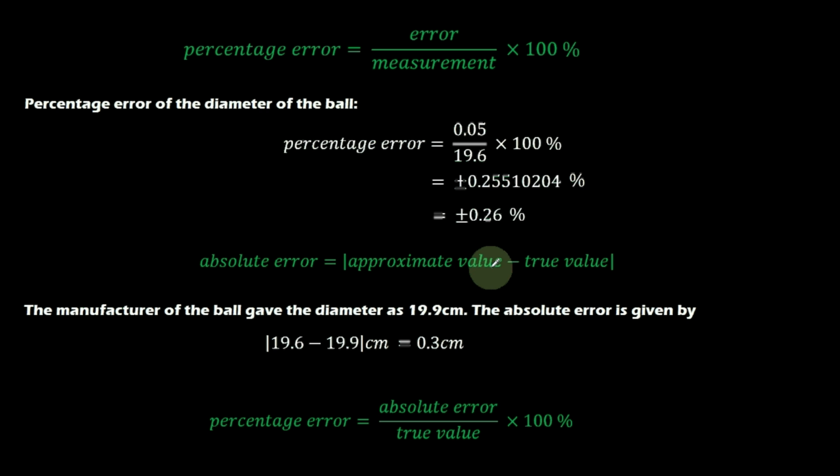Now there's what we call the percentage error, which is given by the error over the measurement times 100%. Now we want to calculate the percentage error of the diameter of the ball. Percentage error will be equal to our error, which we found as plus or minus 0,05, over the measurement. The measurement was 19,6, multiplied by 100%. And we get 0,255100204%.